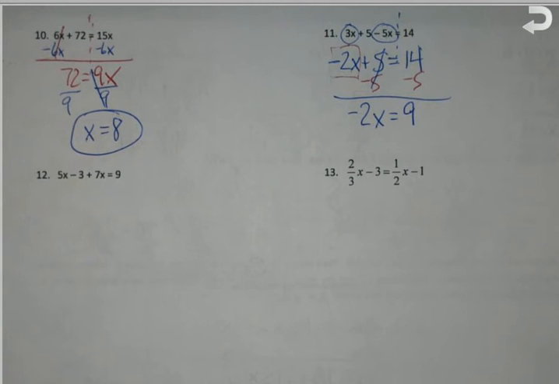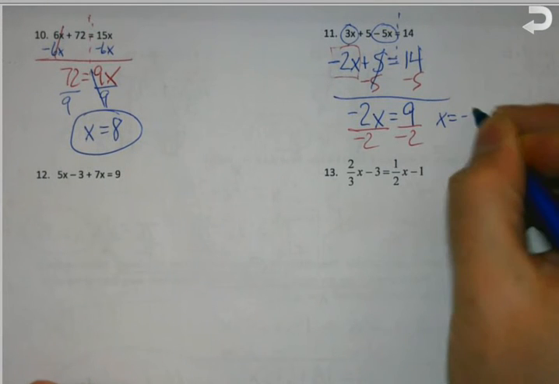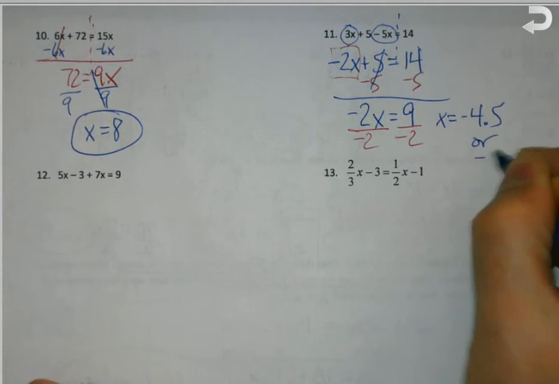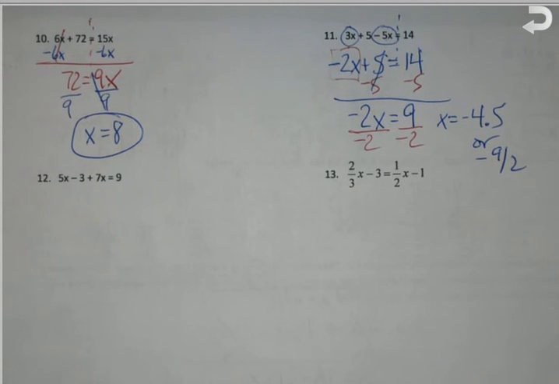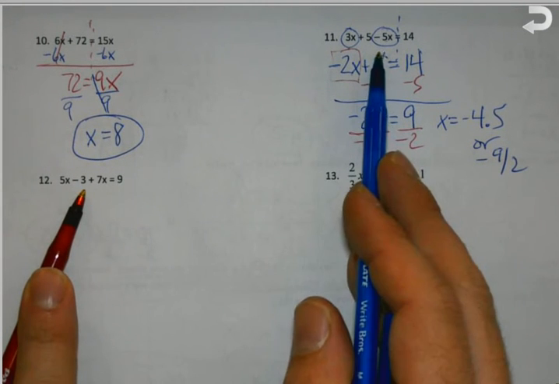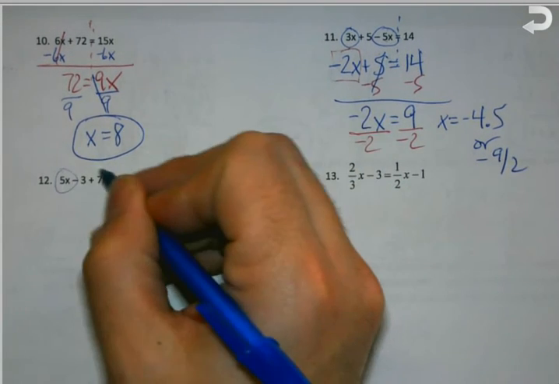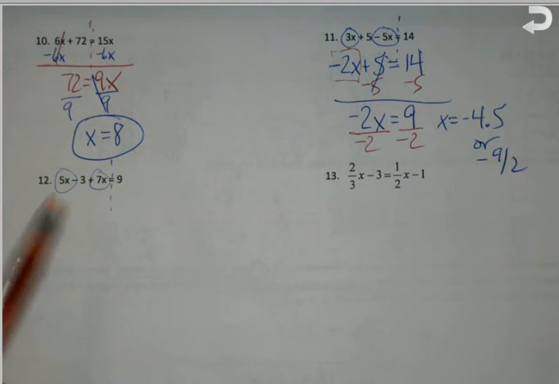If you get to the end, what's my last step on this one? Divide by negative 2. I don't care if you put negative 4.5 or if you just leave it as a fraction. I'm good with either. They're the same thing. But it's one of those things that as long as you're careful, again, 12 is a lot like 11, find those like terms that are on the same side of your equals, same side of your wall. So what's the left side of my equation going to look like?